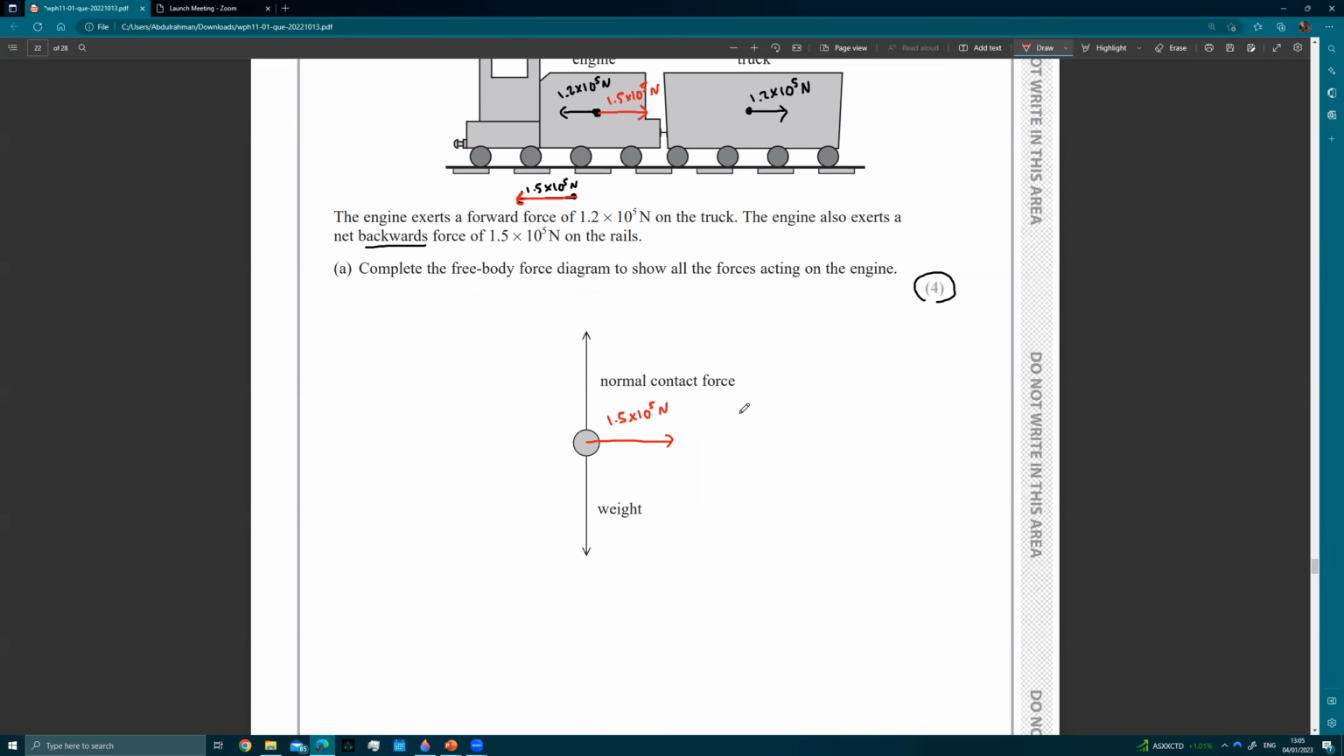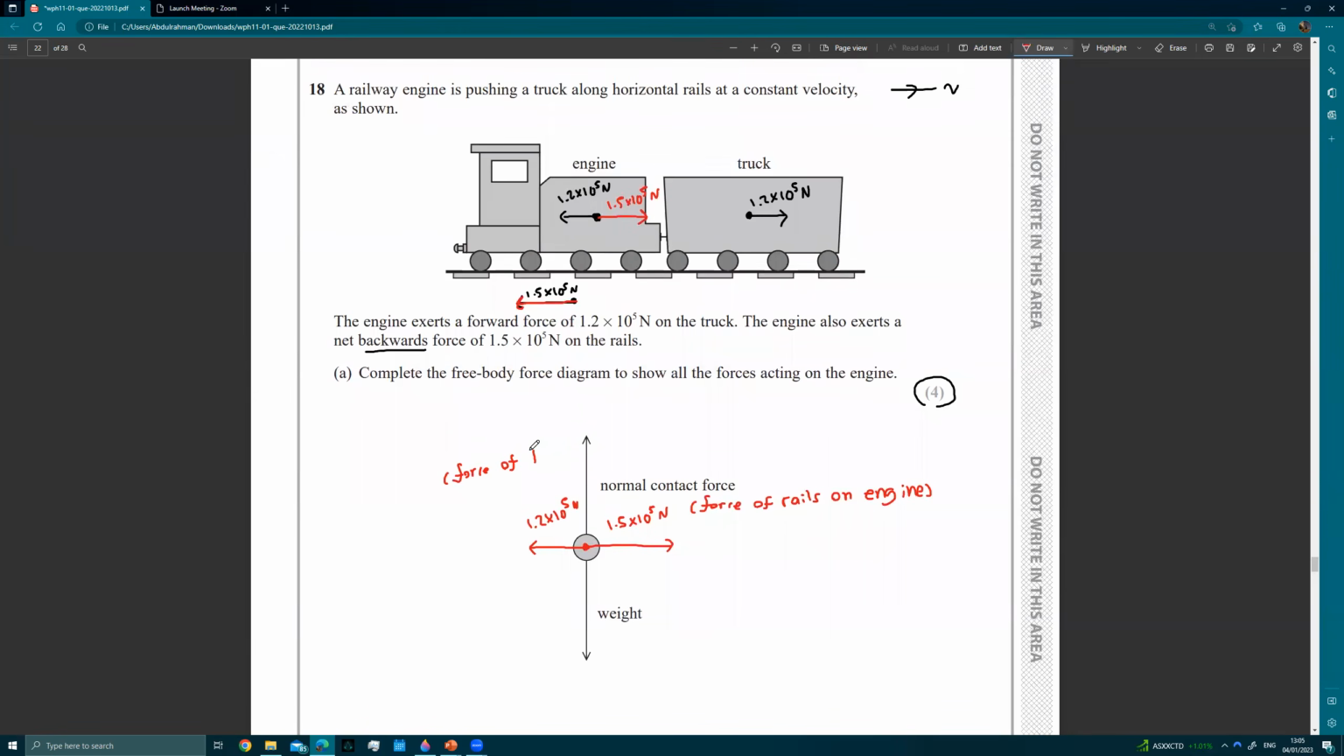And by the way, we're going to have to label this force. This is the force of the rails on the engine. And I know there's also 1.2 times 10 to the 5 newtons being exerted on the engine. And this is the force of the truck on the engine.